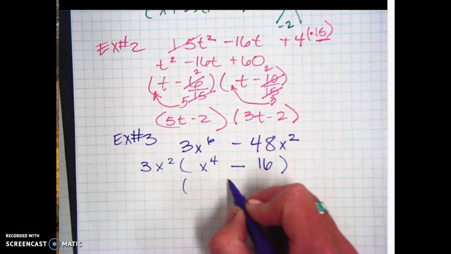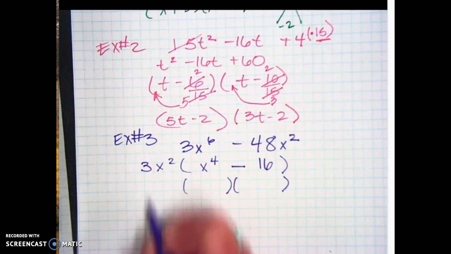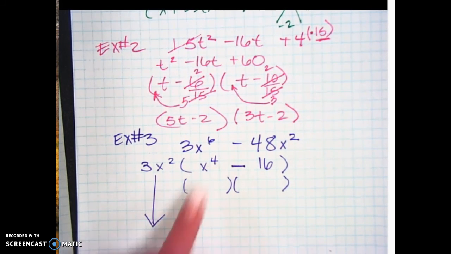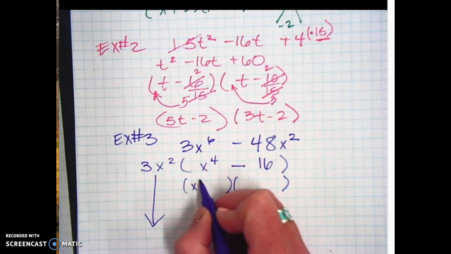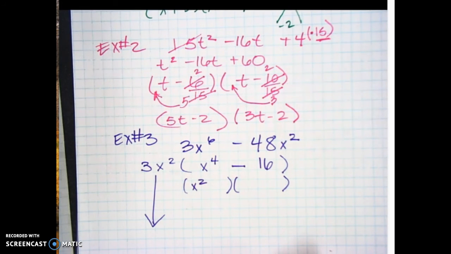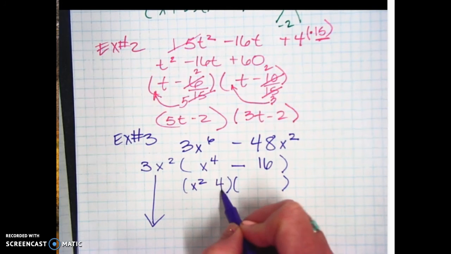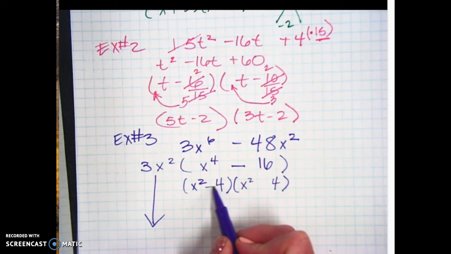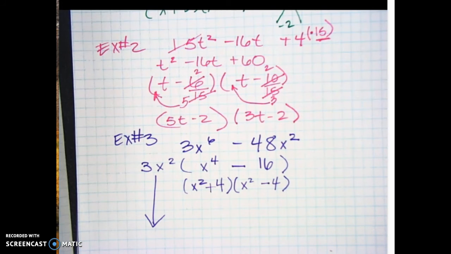So I'm going to factor this. Bring down. Square root of x to the 4th is x squared. Square root of 16 is 4. So one of them is plus, one of them is minus.